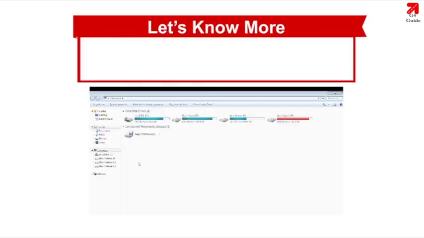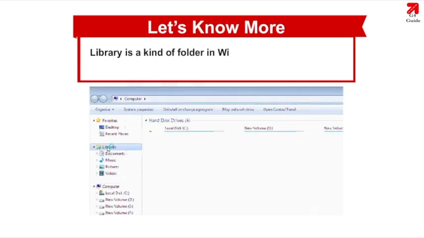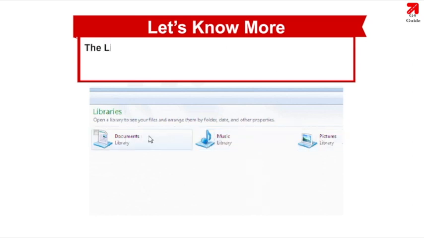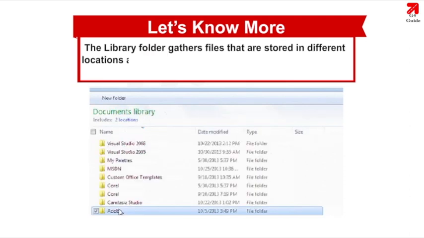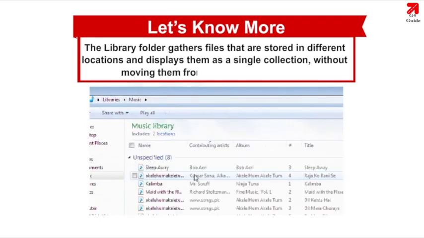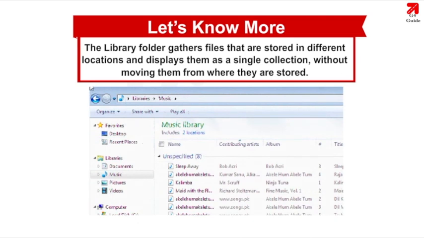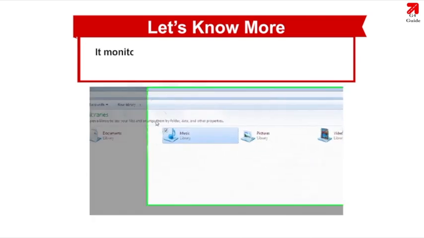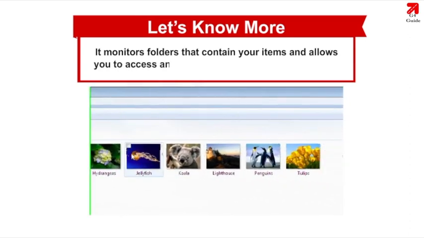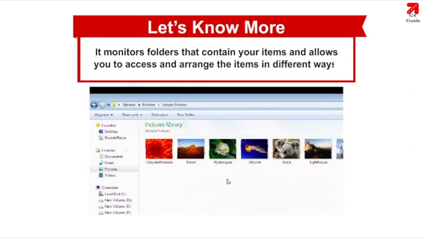Okay, let's know more. Library is a kind of folder in Windows 7 used to manage documents, music, pictures, and other files. The library folders gather files that are stored in different locations and display them as a single collection without moving them from where they are stored. It monitors folders that contain your items and allows you to access and arrange the items in different ways.